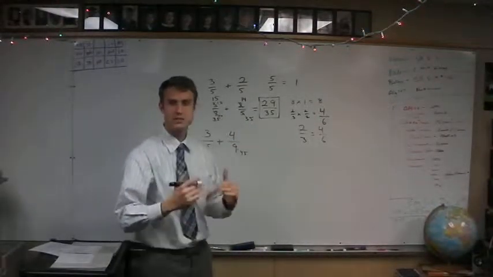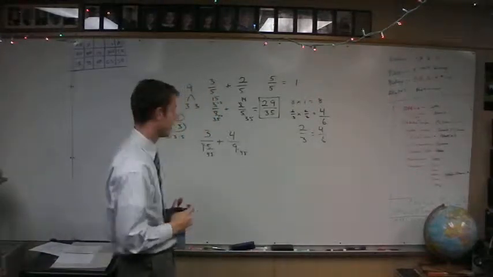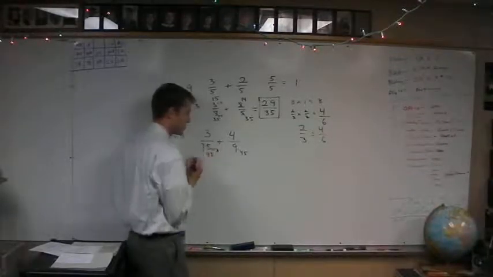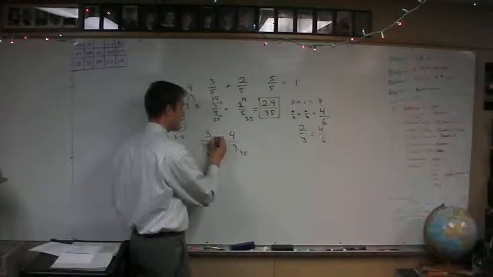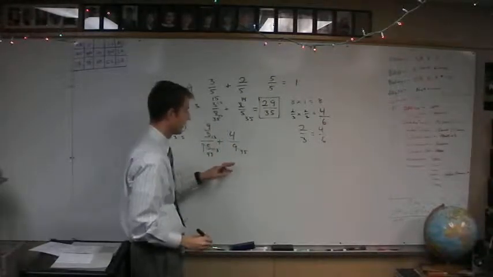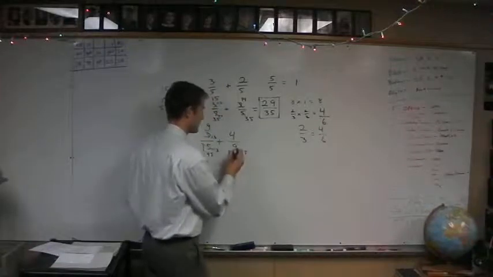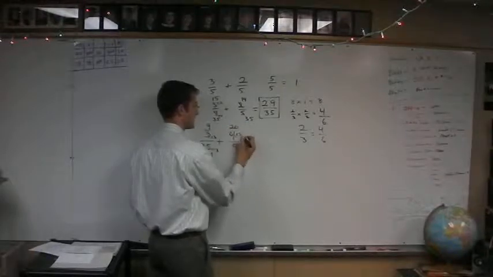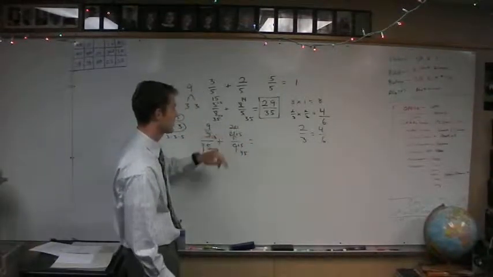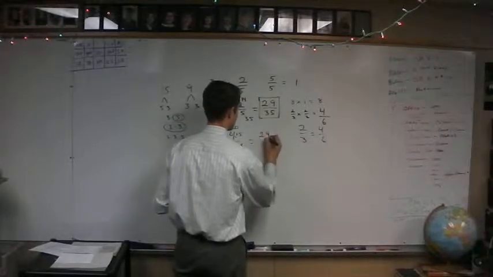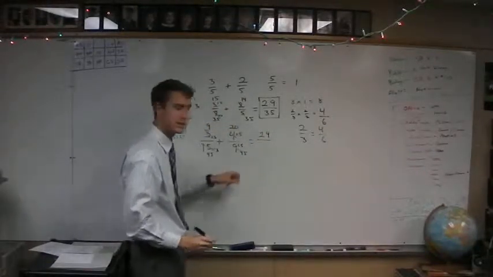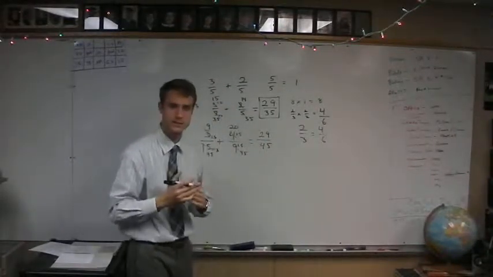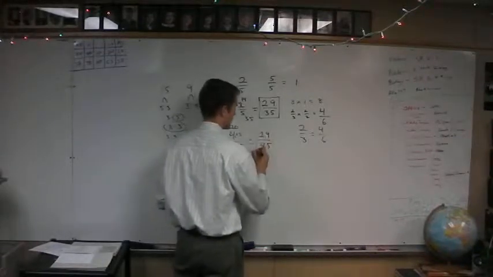Now remember, if I change the denominator, I must change the numerator. I do that by multiplying by the same number. I multiplied 15 by 3 to get 45, so I must multiply the numerator by 3, which gives me 9. I multiply 9 by 5 to get 45, therefore I must multiply the numerator by 5, that gives me 20. Now I can add my numerators. 29. Remember, I leave my denominators the same. 45. I check to see if I can reduce. 29 is a prime number. It cannot be reduced. Therefore, this is my answer.